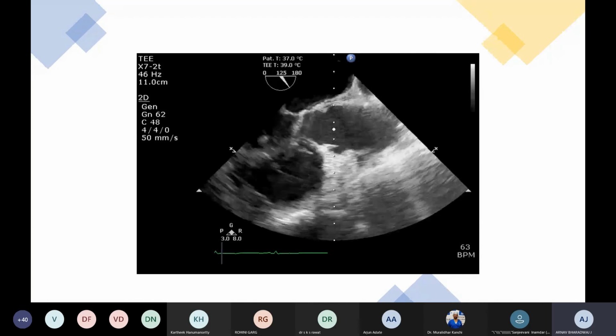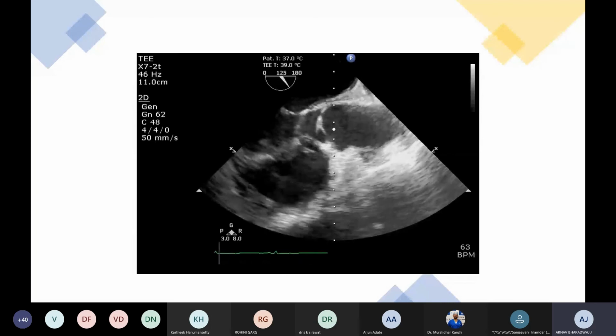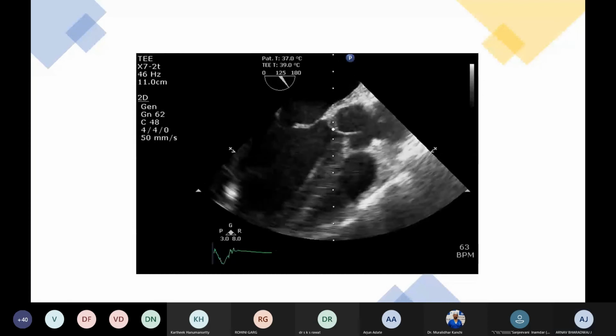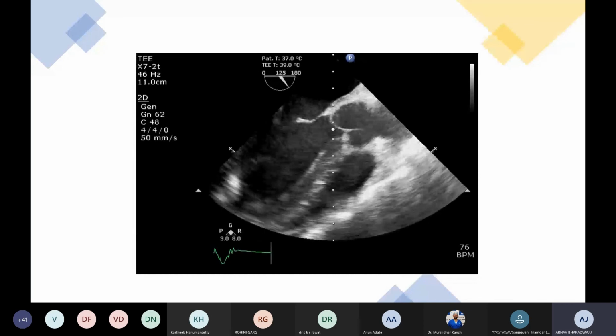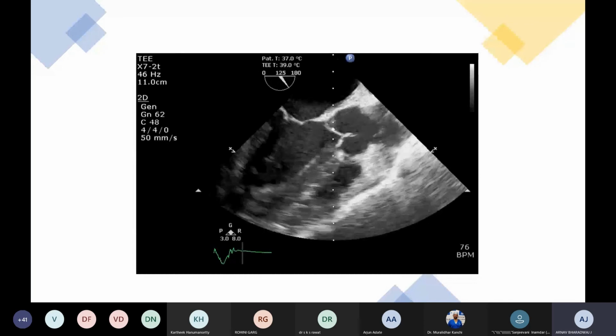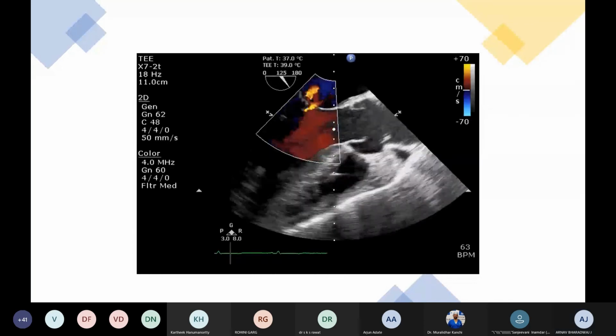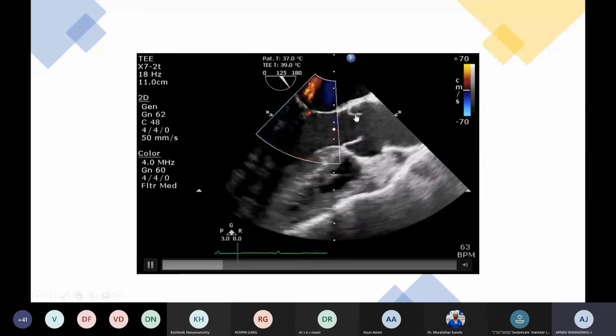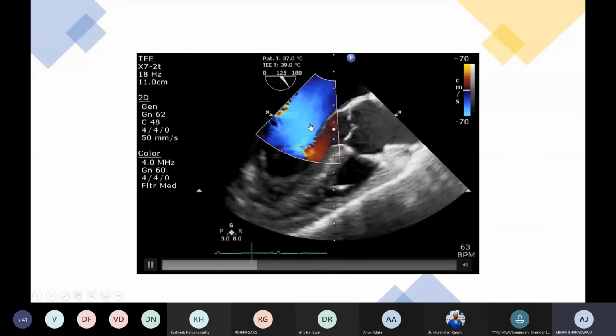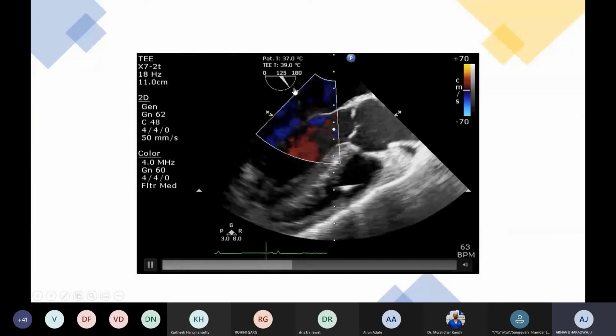This is the valve turned towards the left. This is LCC. And the valve turned towards the right shows the non-coronary cusp at the top. Most of the time, or sometimes, it may be associated with other valvular abnormalities like mitral regurgitation, as we see here.